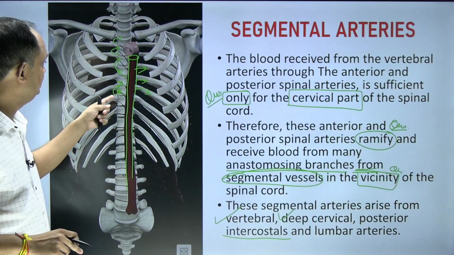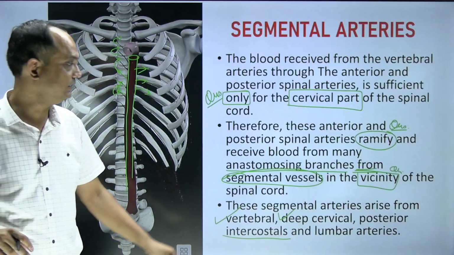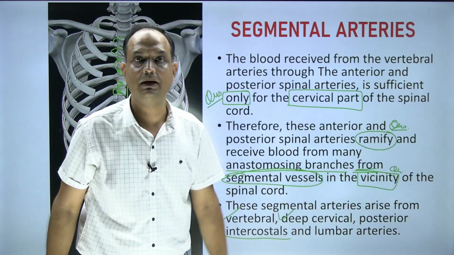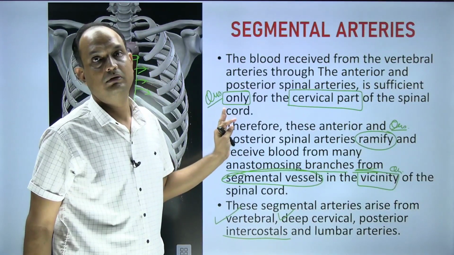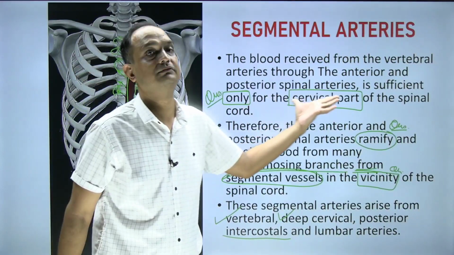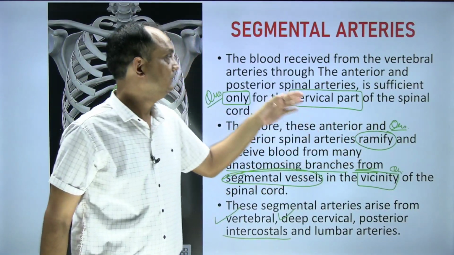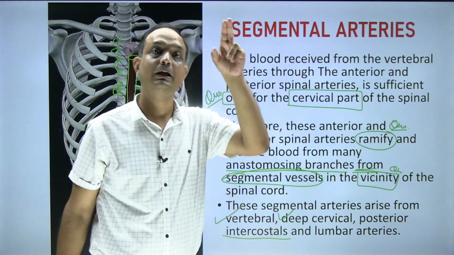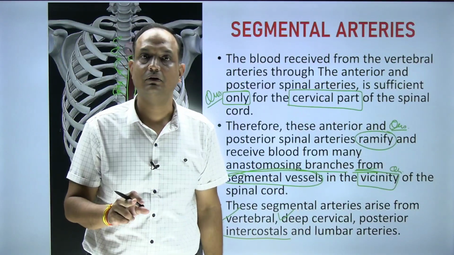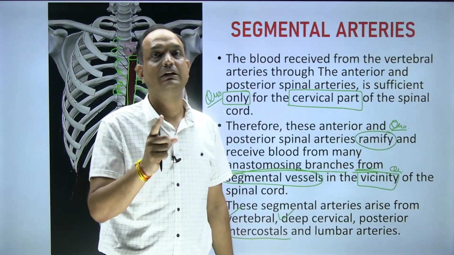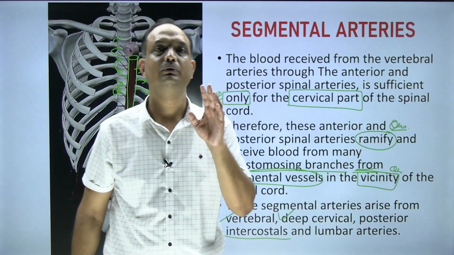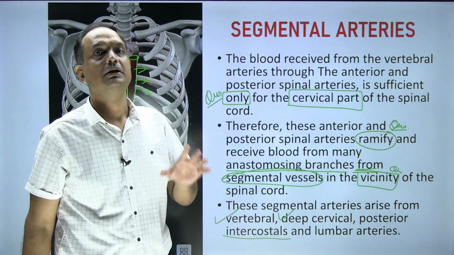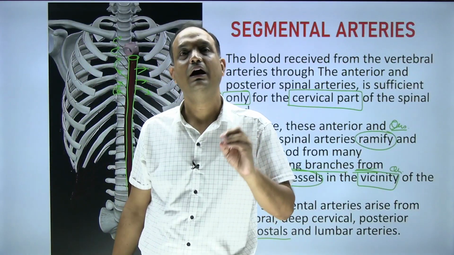And what is the function of these branches of the posterior intercostal arteries? They will ramify. That means they will provide additional blood supply to the spinal cord. And which part? The area below the cervical part. Why? Because the anterior and posterior spinal arteries are not sufficient to supply the whole length of the spinal cord. That's why initially in the first slide I told you that when you talk about the blood supply of the spinal cord, it is not only the longitudinal channels, but you also have the segmental arteries.